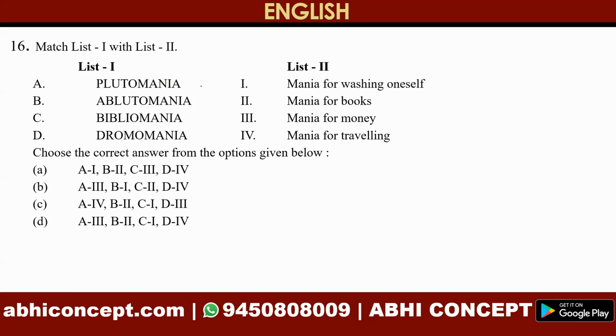There are manias. So plutomania, ablutomania, bibliomania, and dromomania. Okay, now bibliomania is nothing but mania for books. So C का option है हमारे पास 2. Biblio means it relates to book. Okay, biblio is book. Now सी का ऑप्शन 2 जो है वो सिर्फ एक ही ऑप्शन में है, राइट?